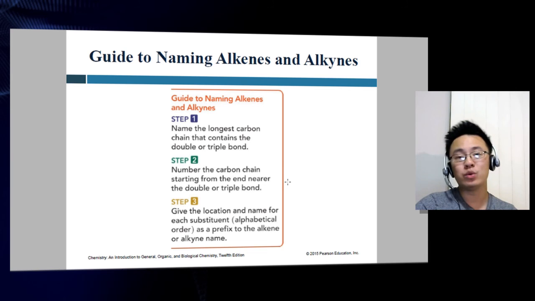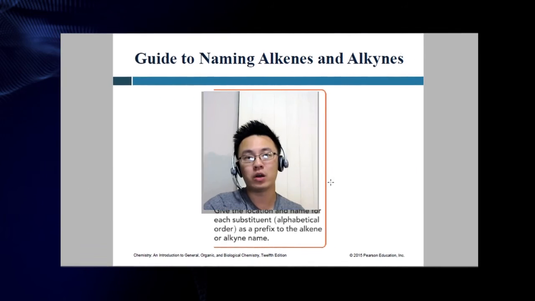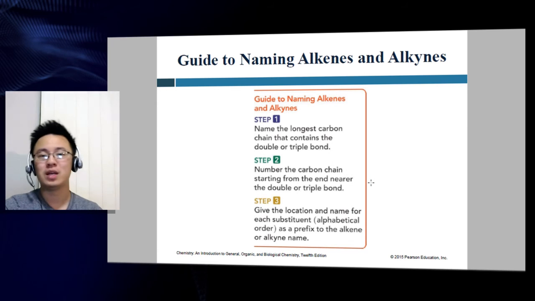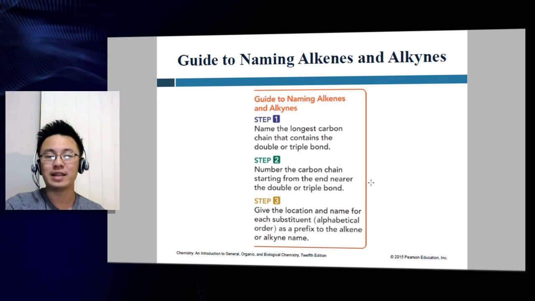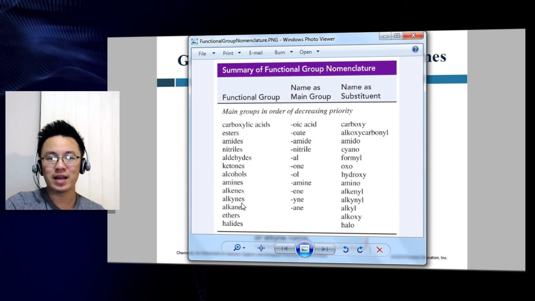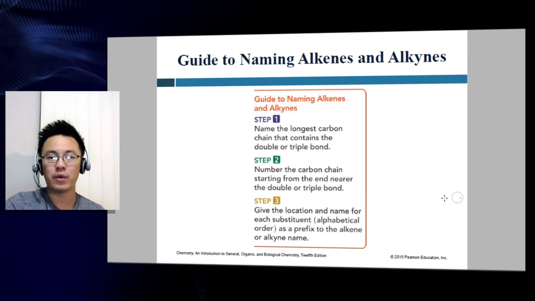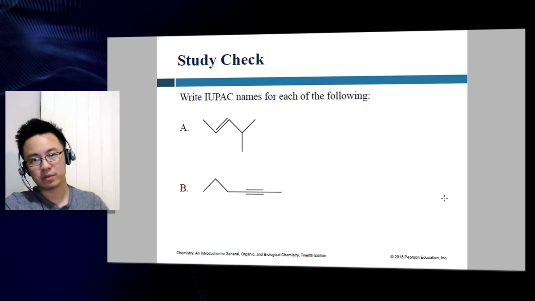So the same rules apply. Always identify the longest carbon chain in hydrocarbons, look at the substituents and give the lowest number to the substituents as you can, and then identify them. Now, if we look at our priority chart here, alkynes and alkenes have these different priorities right over there. So check this out.